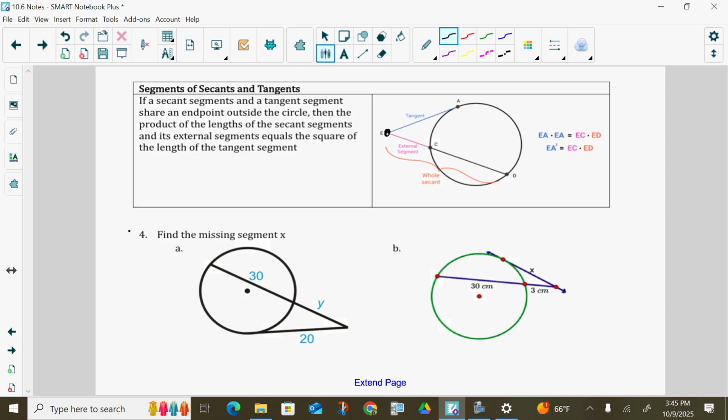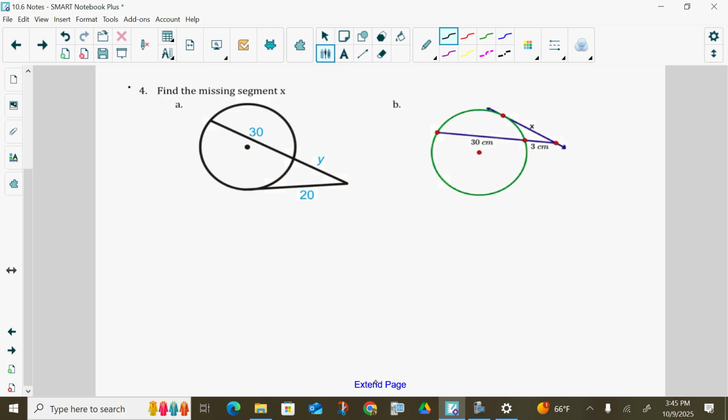So what that tells us is what this equation tells us right here. So we take our tangent segment and we square it. That's EA squared. And that's going to be set equal to the external part of our secant, that's in pink, times our entire secant.